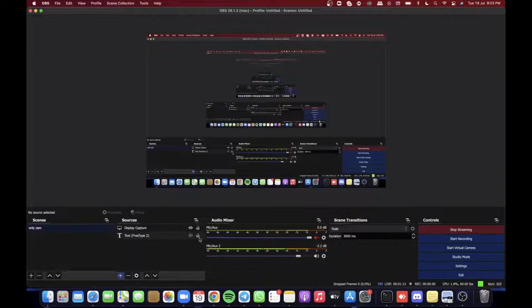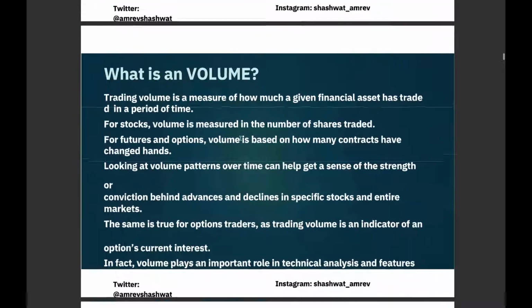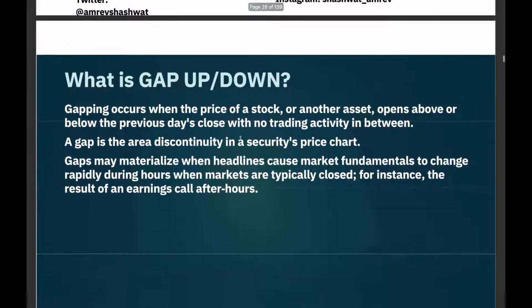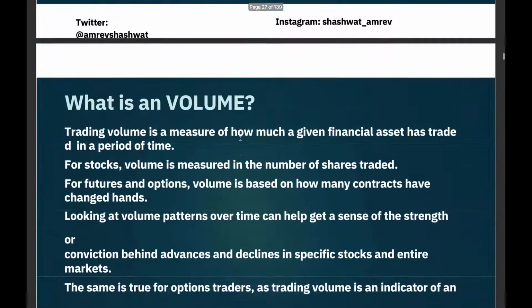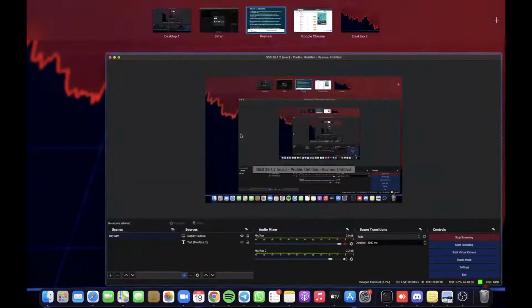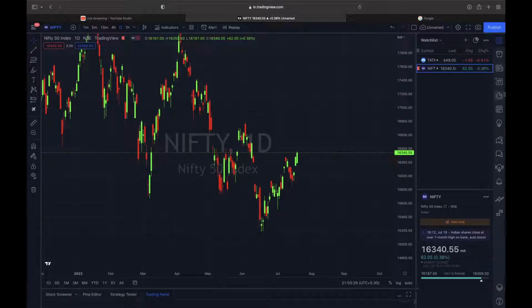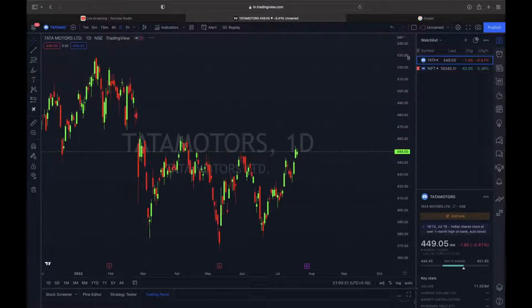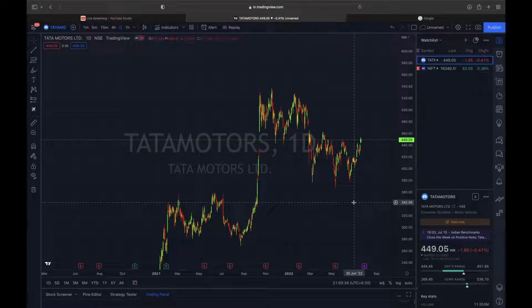So today we are going to learn about volume. ठीक है? Volume के बाद gap up and gap down and then candlestick patterns. Okay? So what actually is a volume? So volume is nothing but the trading volume. So how many shares are bought, how many shares are sold, and volume analysis a little bit. Okay. So let's learn more about it. Let's go more deep down into the theory, what actually it is.